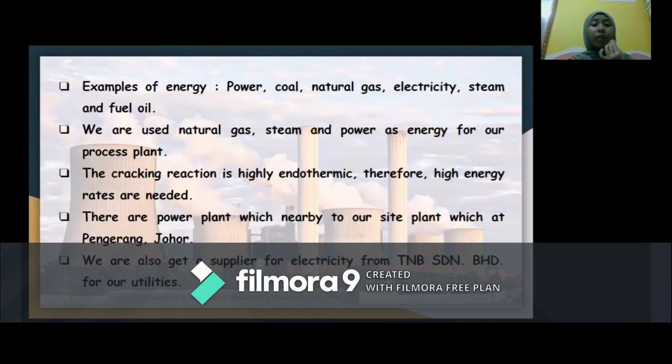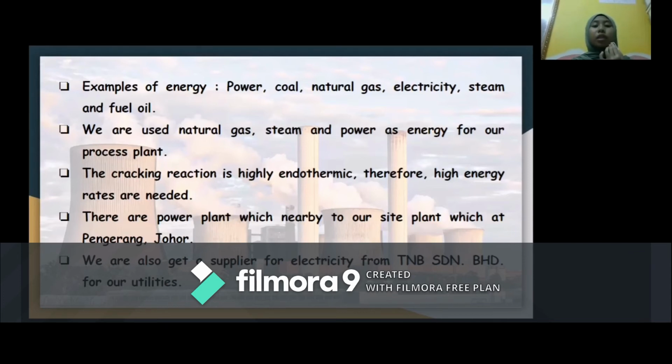So for our site plant, there is a power plant nearby this site, which is at Pengerang, Johor. Then, moreover, the cracking reaction is highly endothermic. So, high energy rates are needed to operate this reaction.